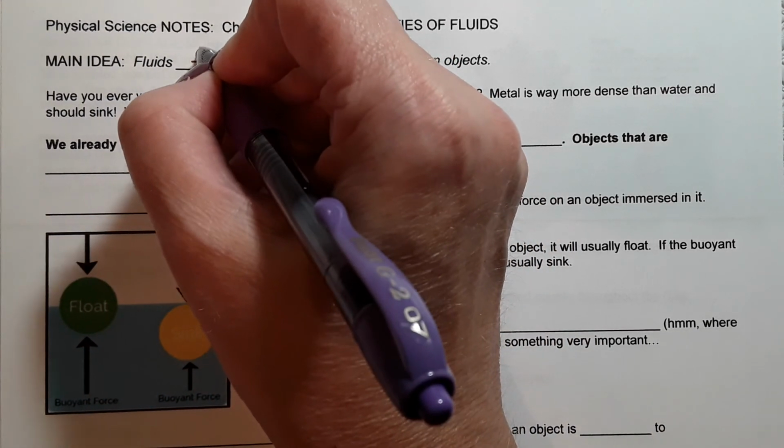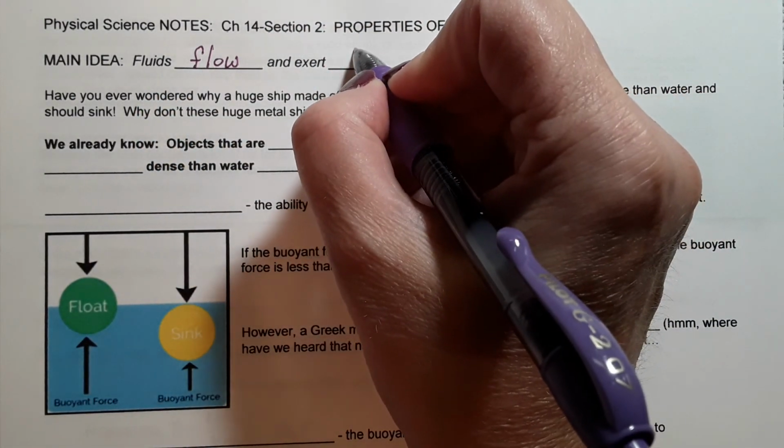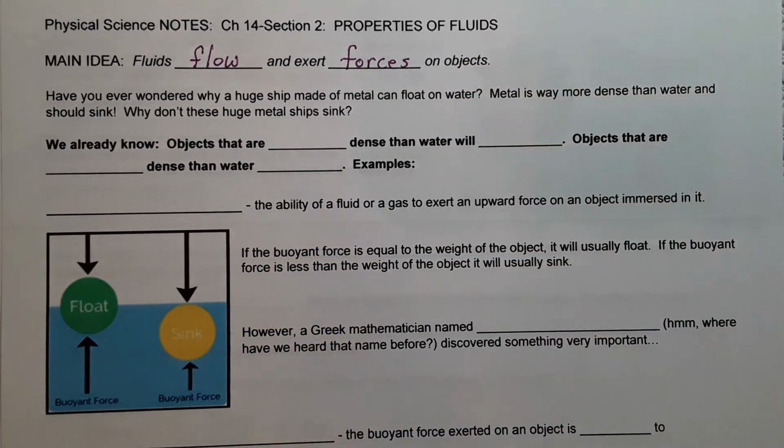Now, the main idea that we're going to be looking at in this section is that fluids can flow, as we just said, and they can also do one more thing. They can exert forces on objects. In fact, that's a lot of what we're going to be talking about today, the forces that fluids, like liquids and gases, can exert on other objects.